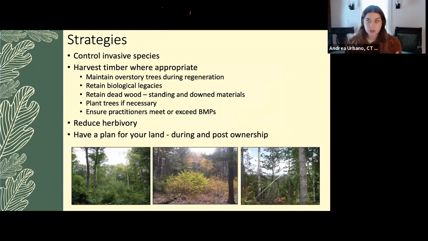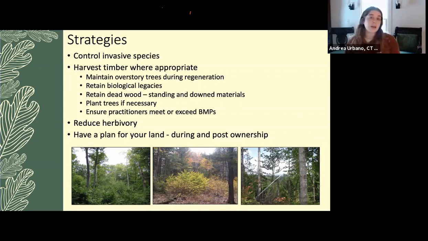Some basic strategies for promoting any one of those resistance, resilience, or transition within your woodlot can be as basic as controlling and monitoring the spread of your invasive species, harvesting overstory trees or timber where appropriate, maybe even doing a thinning of some understory trees if necessary, with some of those sub-bullets in mind: retaining some dead wood, both standing and down, planting trees if necessary, as we discussed, retaining valuable live trees, reducing herbivory, as Jeff spent time discussing, is key in southern New England forests.